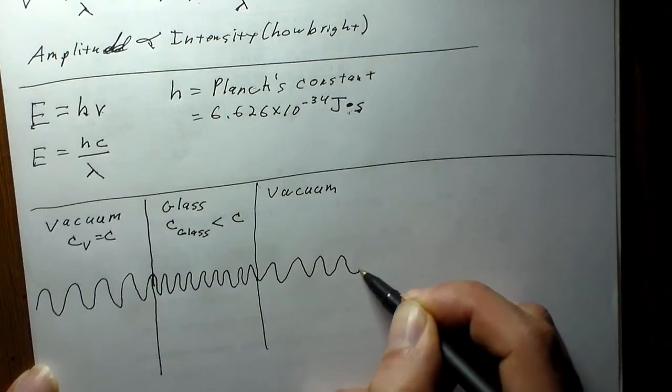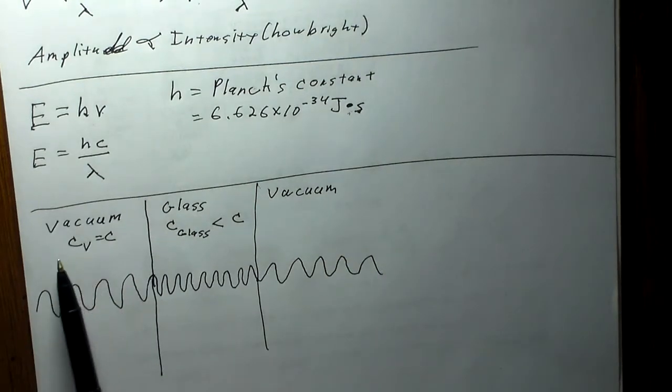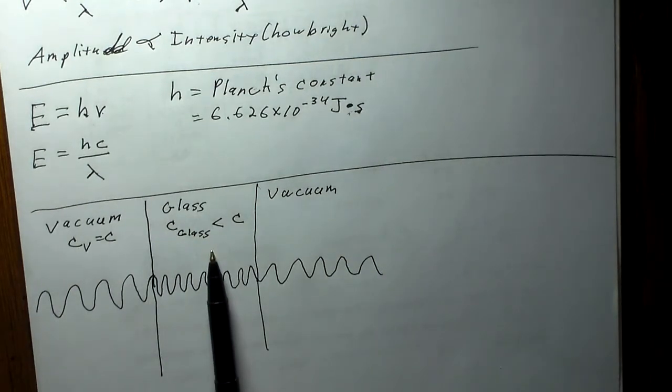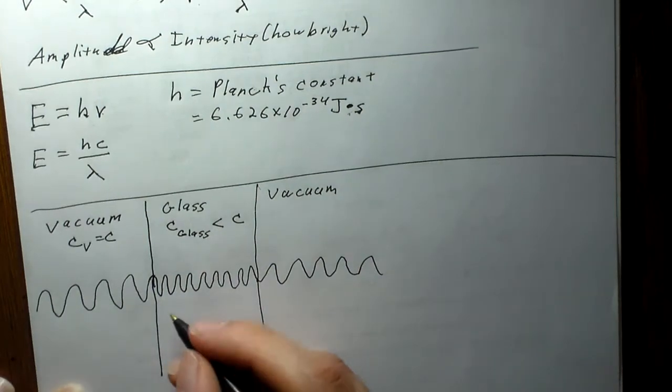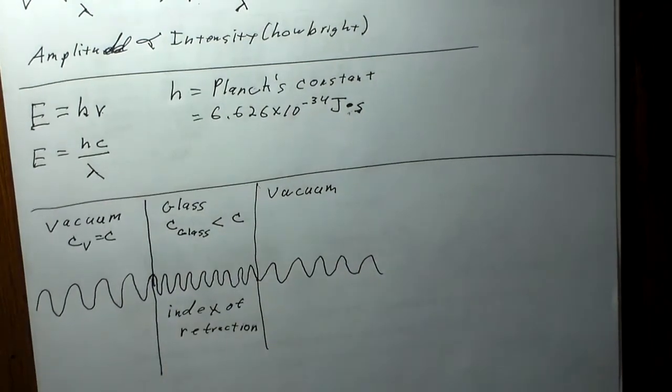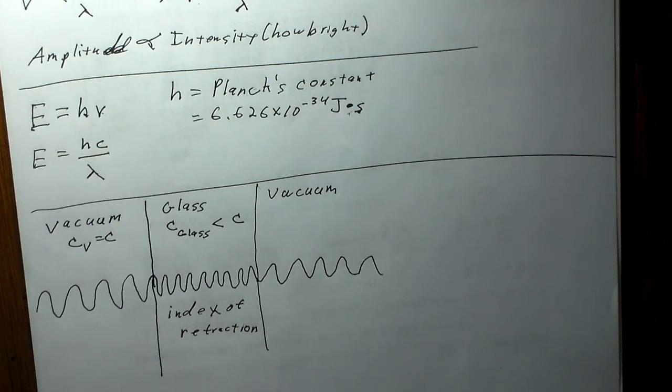You have longer wavelengths here. So what happens is that the speed of light actually slows down. And this is what we call the index of refraction. So light always slows down. It can get slower, but it will never actually speed up if you happen to be going in a medium.